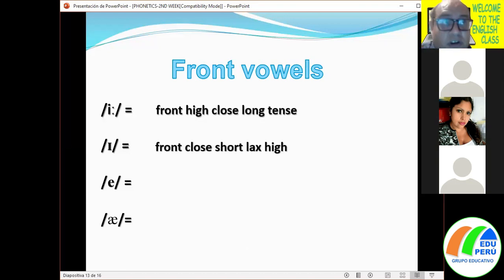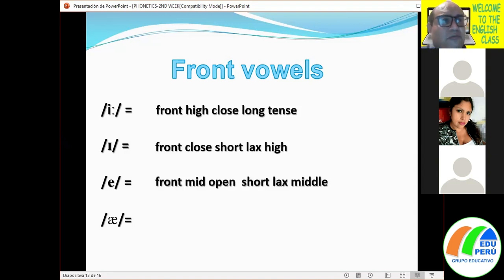The other is front, high, close, short, lax. If you could notice, here there's a mix. Here you have front, high, close. Three characteristics are the same. What is the difference? The length of the sound. The first vowel is long, the second vowel is short. The first vowel is tense, the second is lax. So the difference is in two characteristics: the length of the sound and the tenseness of muscles. Let's pass to the third one.